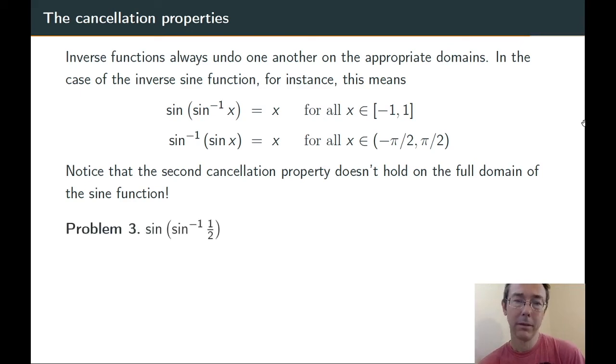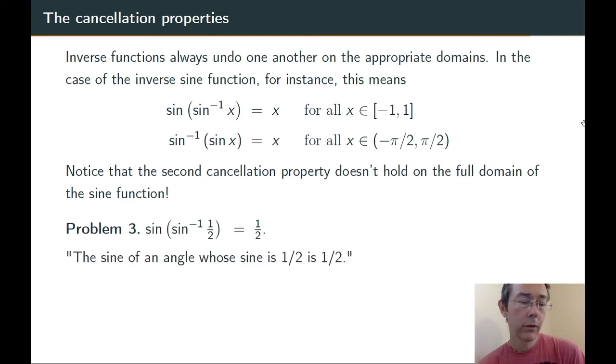Couple of examples. The sine of the sine inverse of 1/2 is going to be 1/2. That's the top case there, the more simple one. In words, the sine of an angle whose sine is 1/2 is 1/2. Makes sense, right? What about this one? Sine inverse of the sine of 3 pi over 4. So this one is going to be in the bottom case, and in particular, the number that we're plugging in inside is not between negative pi over 2 and pi over 2. So we're not going to get the same thing back.